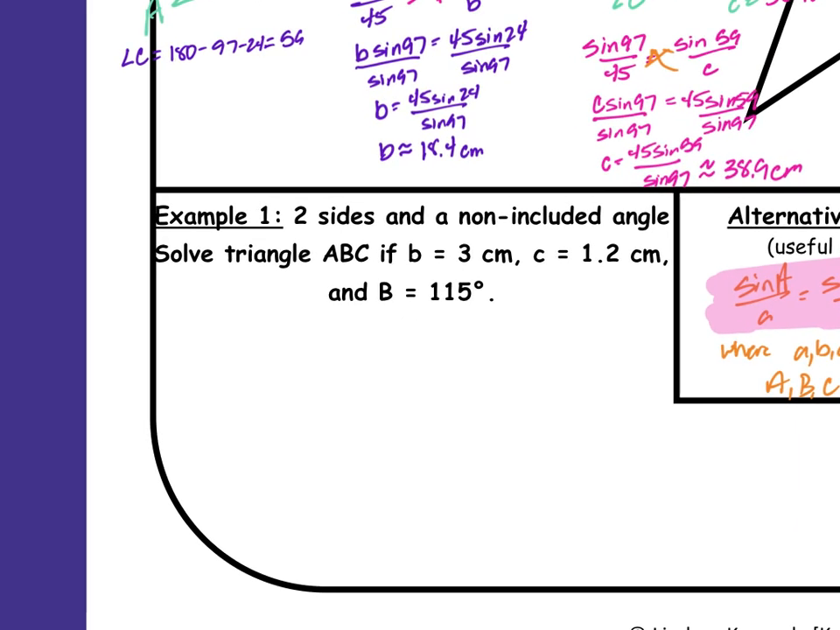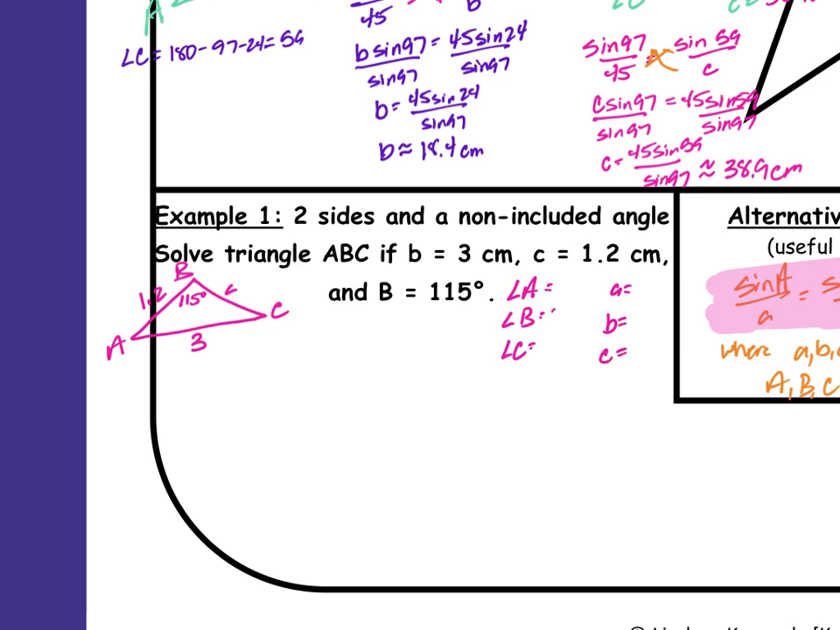So again, I'm going to draw my triangle, and my triangle doesn't have to be to scale. A, B, C, and angle B is 115 degrees. Side B is 3, and side C is 1.2, and then side A. And I have, what do I need to find? Angle A, angle B, angle C, side A, side B, side C.